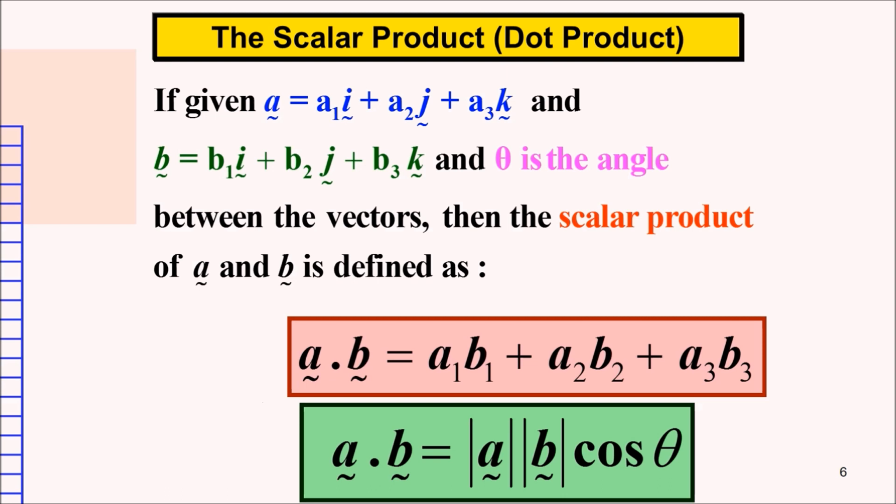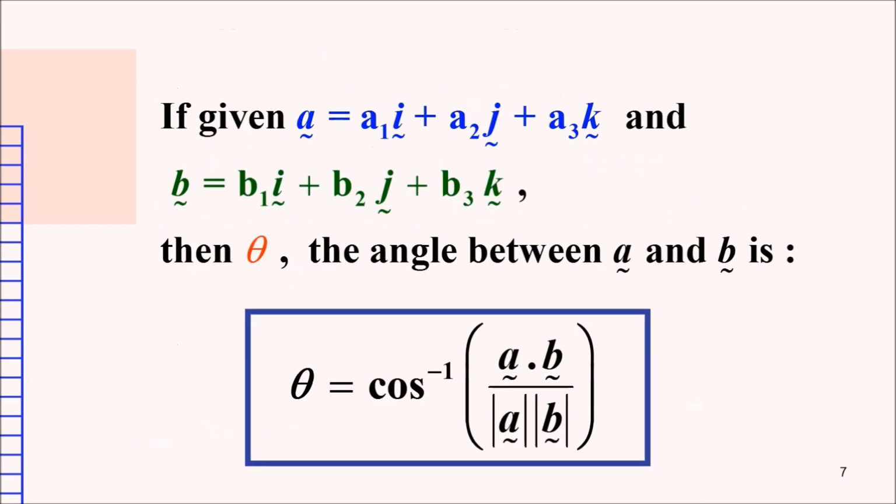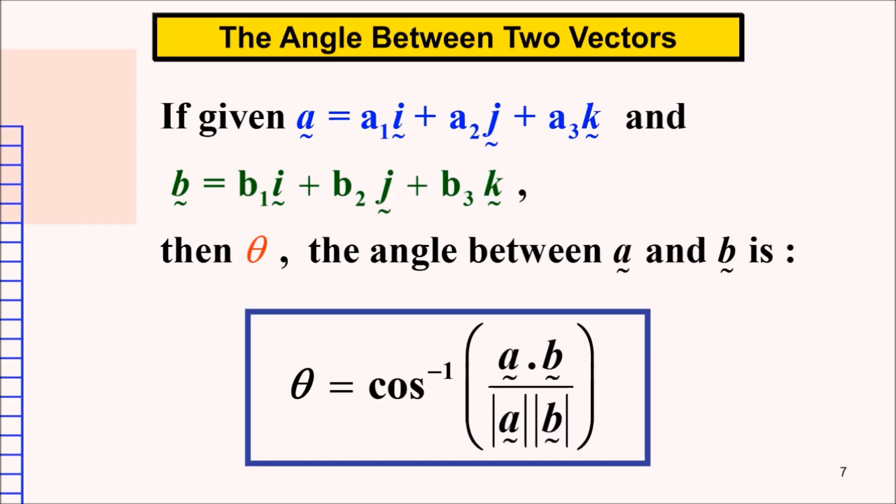A dot B can also be defined in the magnitude and angle form. So the formula is given by A dot B equals magnitude of A times magnitude of B times cos theta. Now, if you look at this diagram, this is the representation of theta, which is the angle between vector A and vector B.